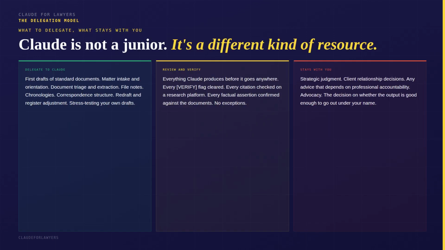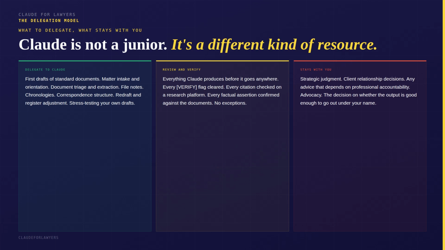Claude is not a junior lawyer. It's not a paralegal. It's a completely different kind of resource, with a completely different accountability structure. A junior lawyer who produces a weak draft is professionally accountable for that draft. You can train them, supervise them, and hold them to a standard. Claude is not accountable for anything. You are accountable for everything that goes out under your name, regardless of how it was produced. That distinction is not a reason not to use Claude. It's a reason to be clear about what you're delegating and what you're retaining.